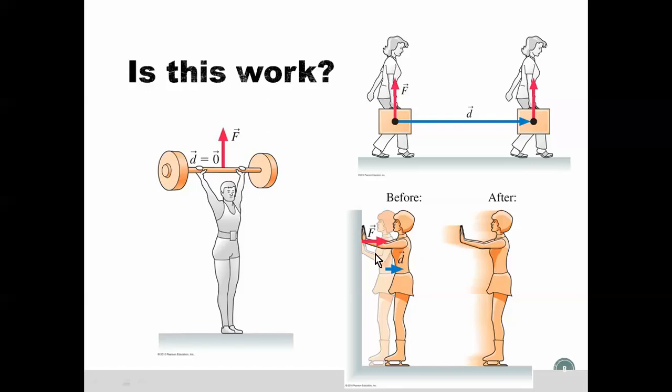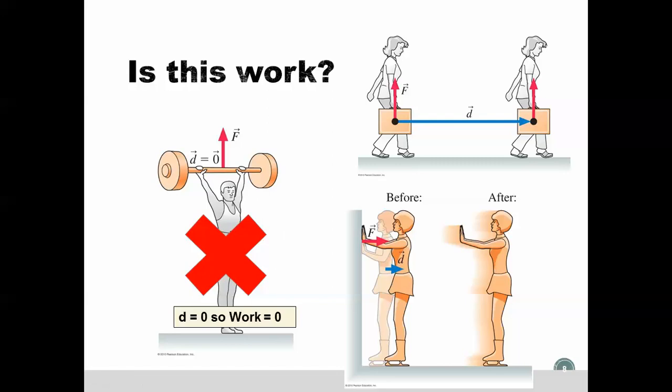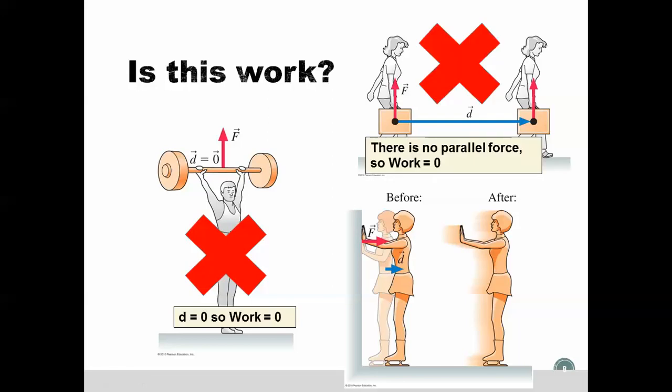So first, let's look at the barbell example. Since the displacement is 0, the work is going to be 0. So there's no work done in that example. Next, let's look at the woman carrying the briefcase. There's no parallel force. Her force is perpendicular to the displacement vector. Since there's no parallel force, the work is equal to 0. So no work is done.